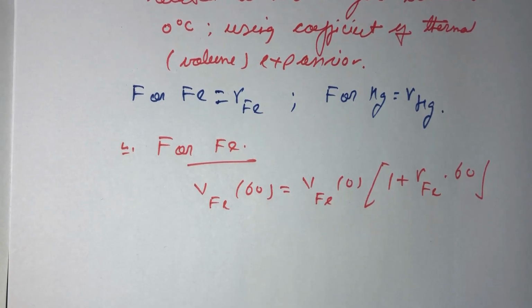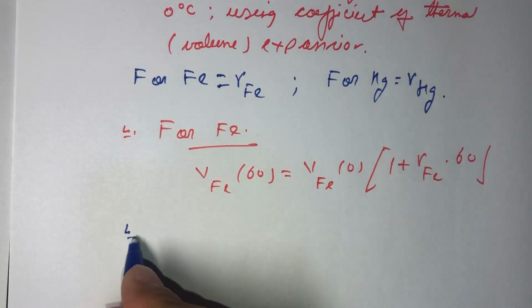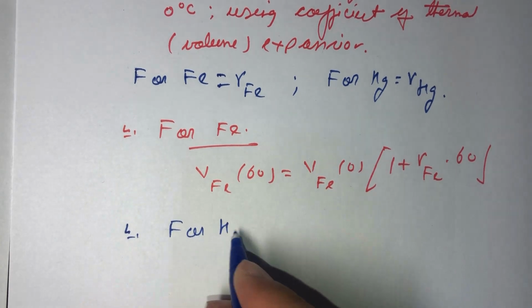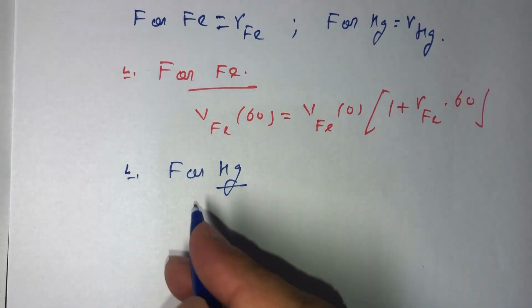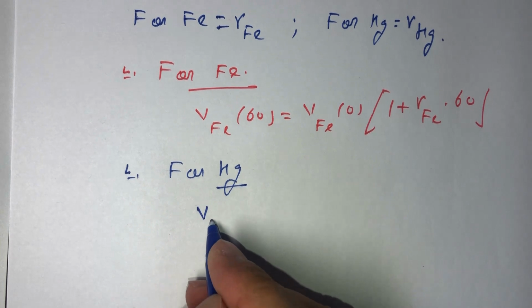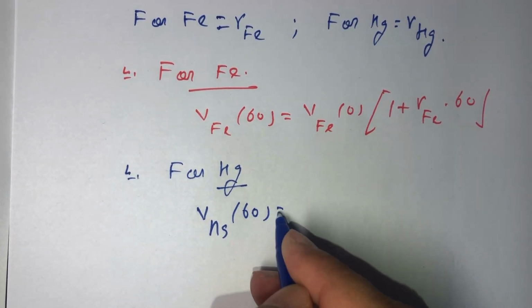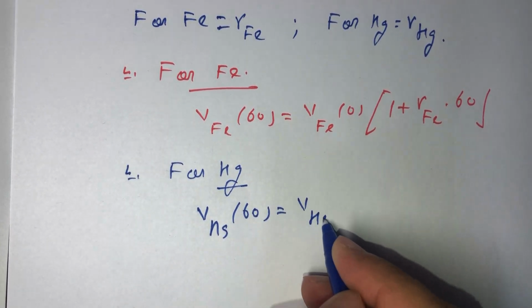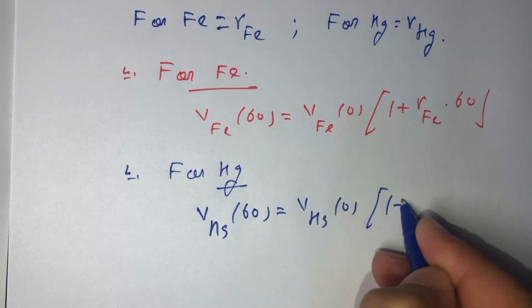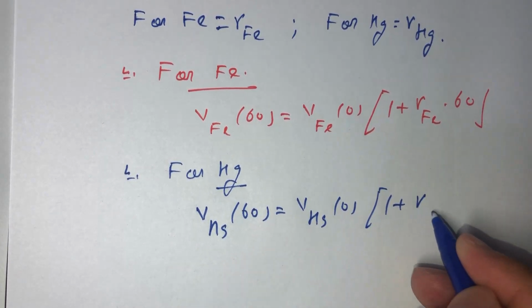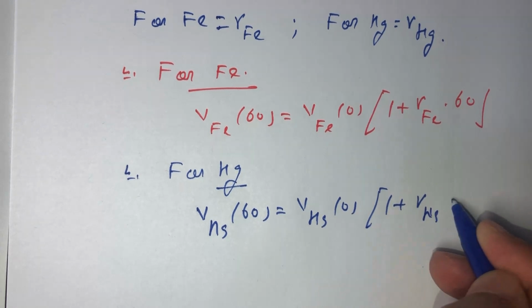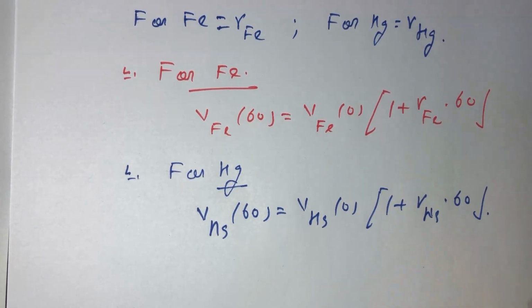This is for ferrous, and similarly we can write for mercury. We get V Hg at 60 is equal to volume Hg at 0 times 1 plus the expansion coefficient, that is gamma Hg, multiplied by delta T, which in this case is 60.